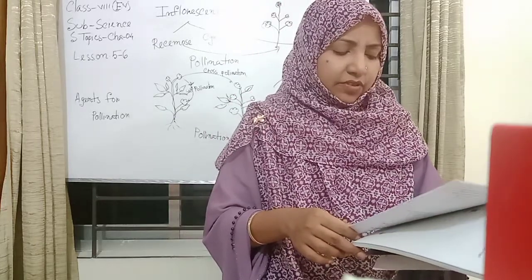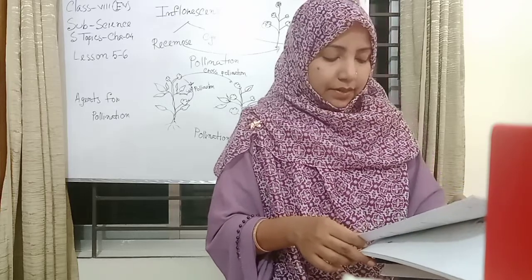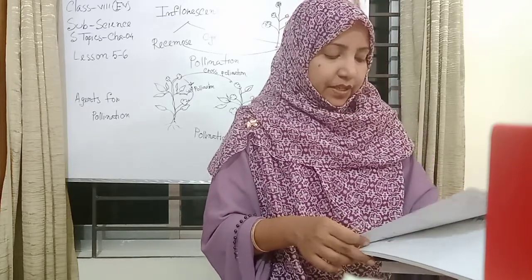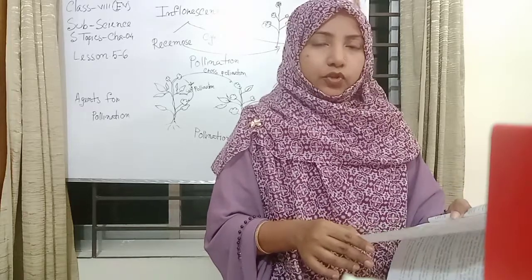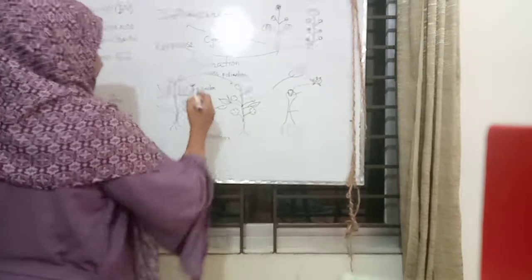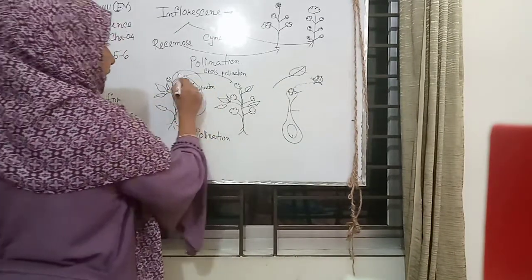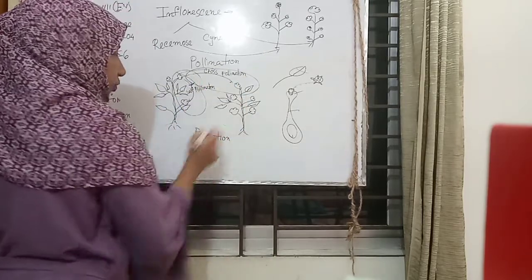Cross-pollination is the transfer of pollen from one plant to the stigmas of another plant of the same species. Shimul, papaya, etc. show cross-pollination. Again, basically this structure is the self-pollination and this structure is the cross-pollination.